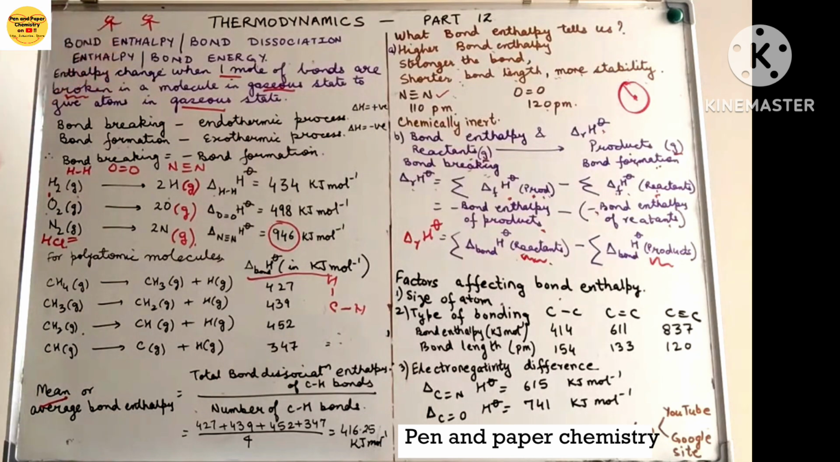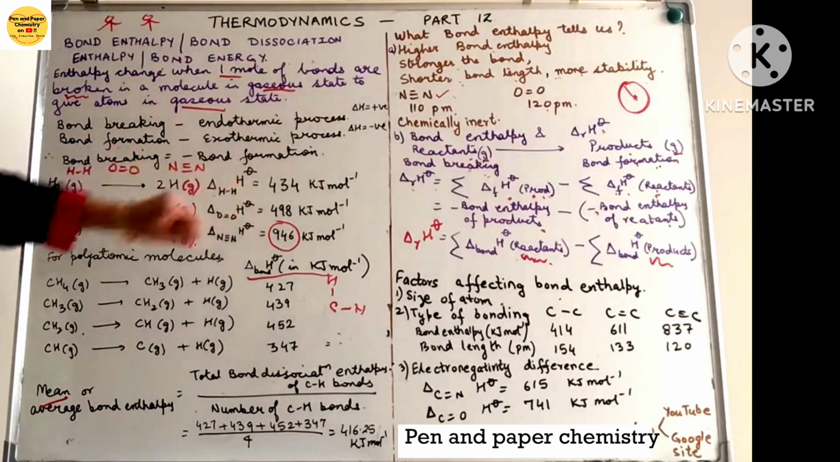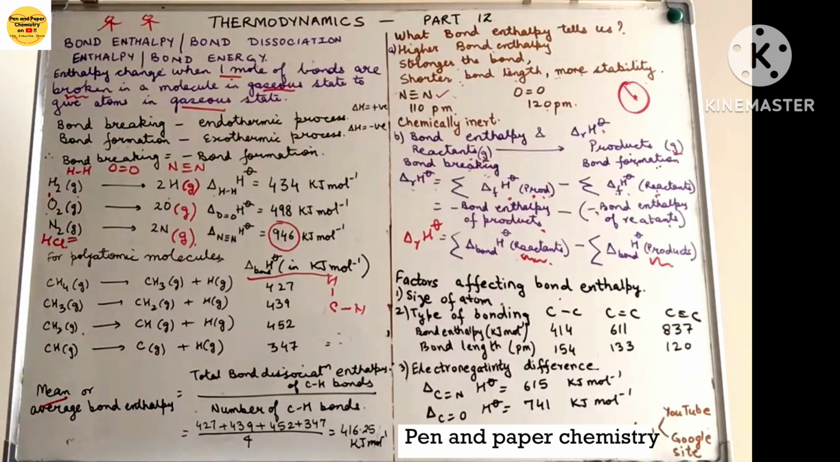Just now I mentioned hydrogen and oxygen. Now according to this logic, the size of the atom of hydrogen is smaller than that of oxygen. So the bond enthalpy of hydrogen should be more. Then why is it that for oxygen it is more? Can you think of a reason? Post your answers in the comments and let us see.